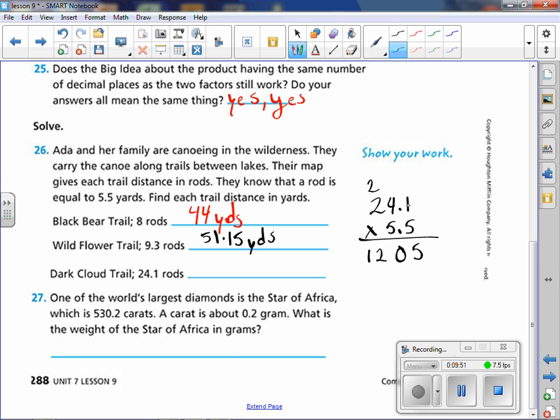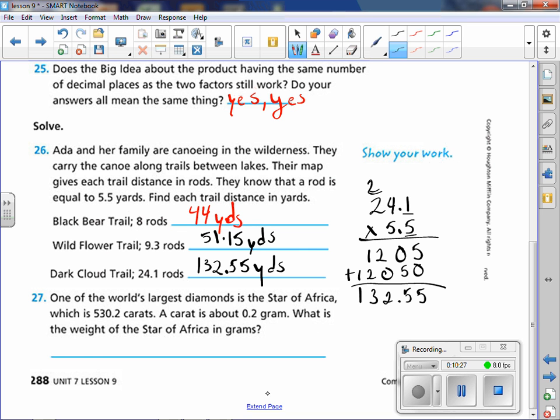Moving on to the next 5, add my placeholder. 5 times 1 is 5. 5 times 4 is 20. Carry my 2. 5 times 2 is 10, plus 2 is 12. Add. Okay, bring my 5 down. Bring my 5 down. Bring my 2 down. 1 and 2 is 3, and a 1. There are 2 digits behind the decimal, so 2 digits behind this decimal. I get 132.55 yards.